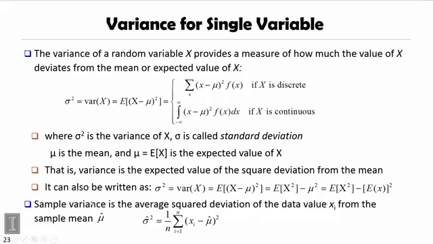If we take a sample, then the sample variance is actually the average square deviation of the data value xi from the sample mean mu hat. So the sample variance is written as sigma hat square. So we often use this formula or use a similar transformed formula to compute it.